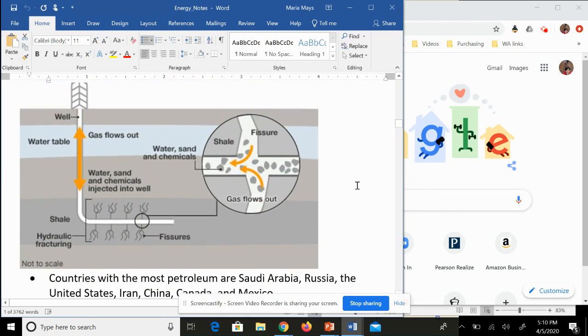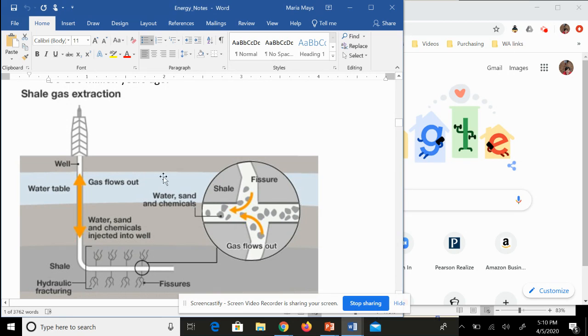All right, so this is just going over how some of this is extracted. So shale gas extraction methods, basically, this is what you may have heard of with fracking. So this is the hydraulic fracturing part. Here's our well. Here is the water table. So the water table is above, and then there's this mostly impermeable layer.